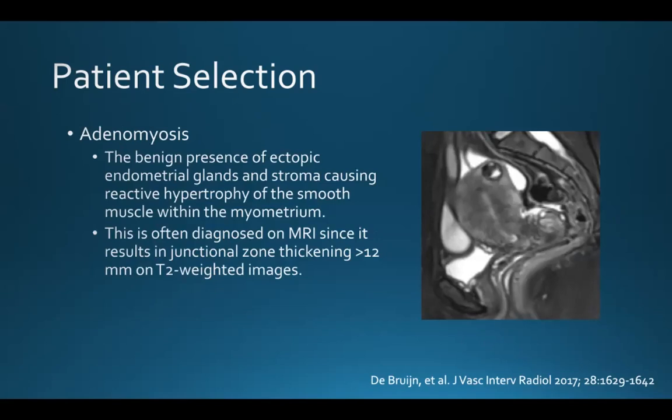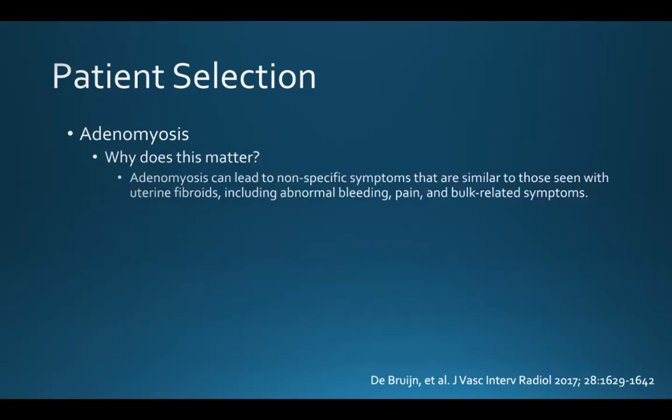As I've mentioned, MRI is also helpful for diagnosing adenomyosis. This is the benign presence of ectopic endometrial glands and stroma causing a reactive hypertrophy of the smooth muscle within the myometrium. It's usually diagnosed on MRI since it results in junctional zone thickening greater than 12 millimeters on T2-weighted imaging. So why does this matter?